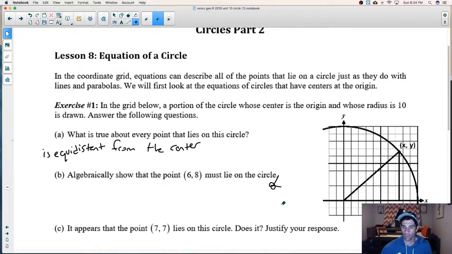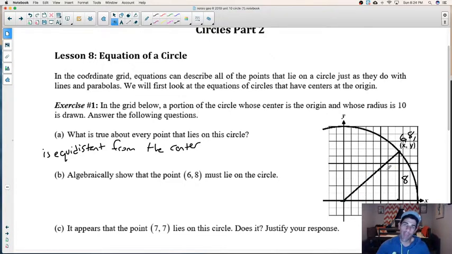Okay, let's get rid of all this. Now next: algebraically, show that the point 6, 8 must lie on the circle. So let's pretend for a second that this is point 6, 8. The x value from here to here would be 6. The y value would then go up from that point, and would be 8.